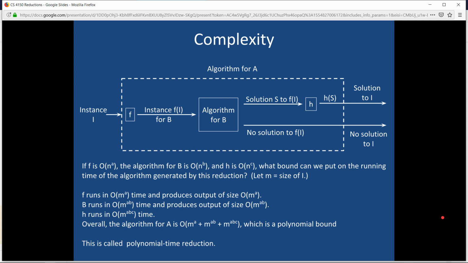Now it's tempting to say, okay, first you run an O of n to the a algorithm, and then you add an O of n to the b algorithm, and then you do an O of n to the c algorithm, and you figure out what's bigger, a, b, or c, and that's your exponent, so it's going to be polynomial. Why is that misleading? Why is that wrong, in fact?